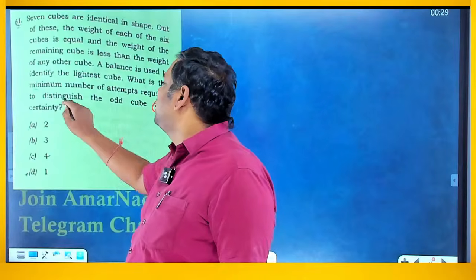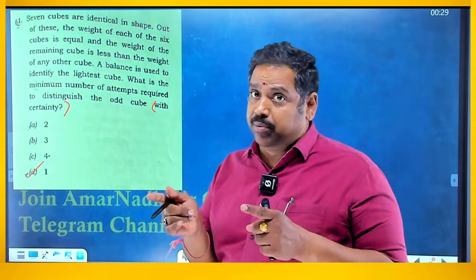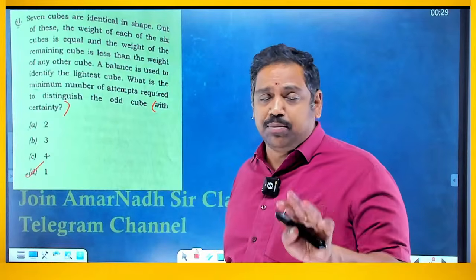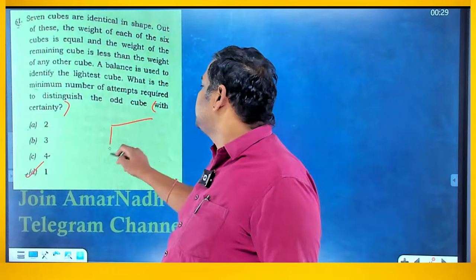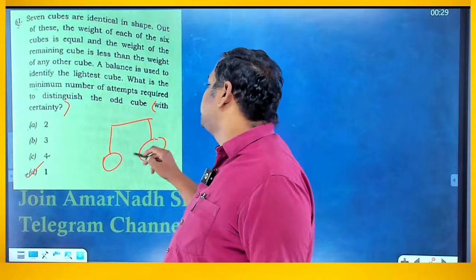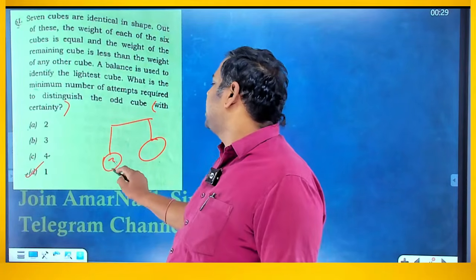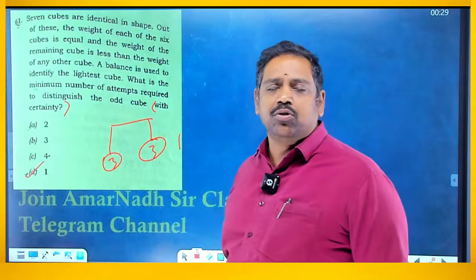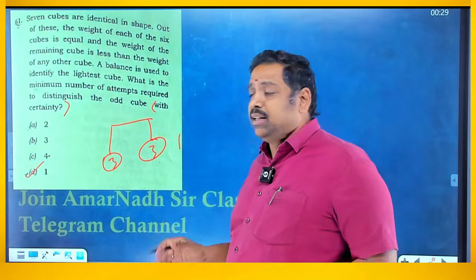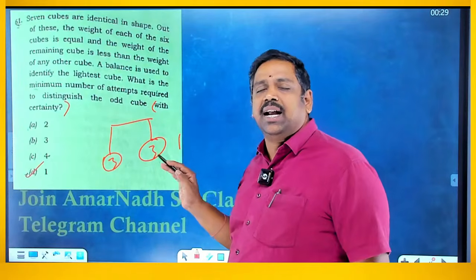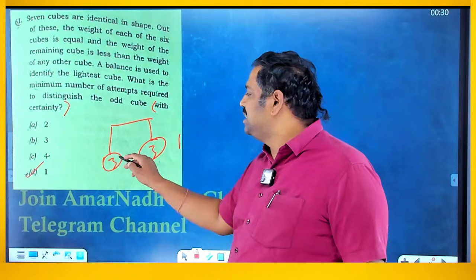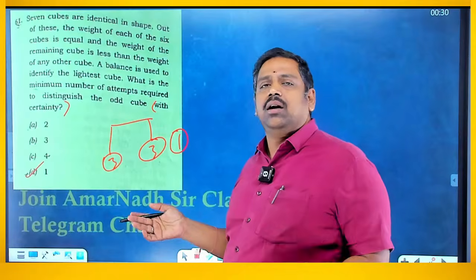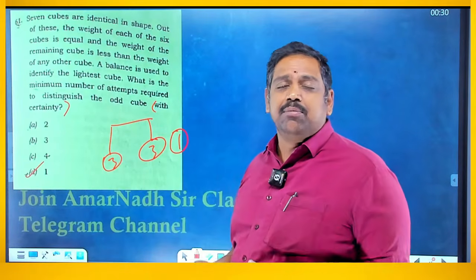Suppose with certainty is not there, the answer is 1. I'll explain why. Suppose this is the balance. Here is the plate, here is the plate. Total 7, na? 3 I kept here, 3 I kept here, 1 I kept outside, because I'm unable to adjust 7 in the same place. Then if these two are equally balanced, that means these 6 are identical. This is the odd one, right? That is the minimum one.